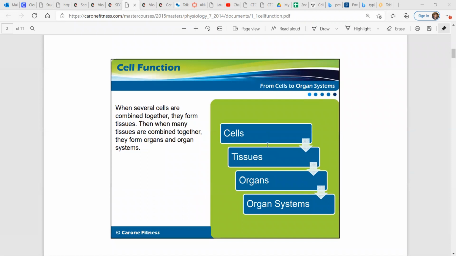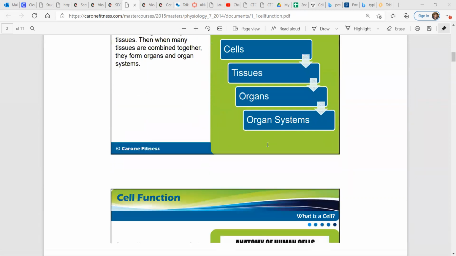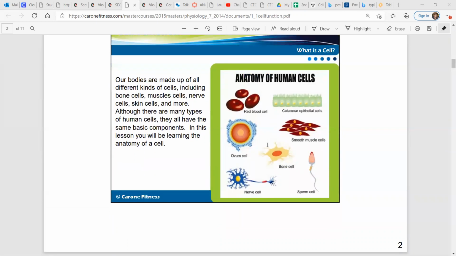When several cells are combined together, they form tissues. Then when many tissues are combined together, they form organs. And when organs come together, they form organ systems. Our bodies are made up of all different kinds of cells, including bone cells, muscle cells, nerve cells, skin cells, and more. Although there are many types of human cells, they all have these same basic components. In this lesson, you will learn the anatomy of a cell.